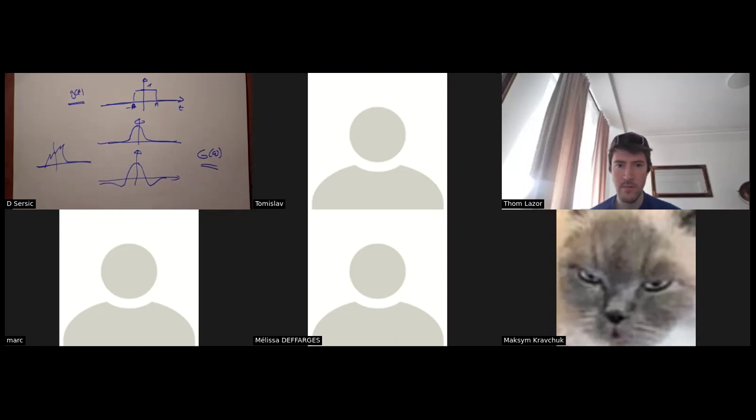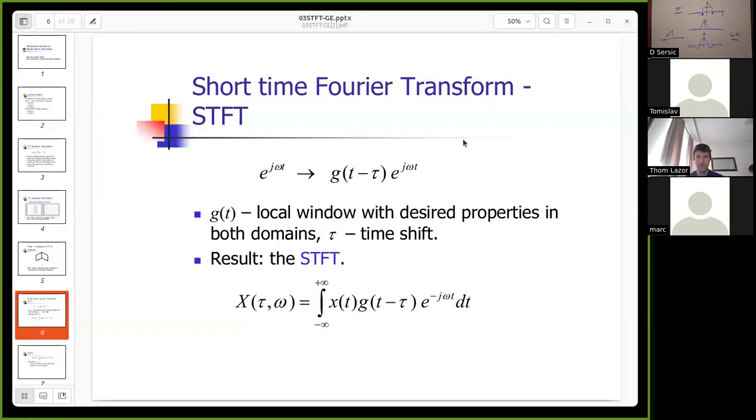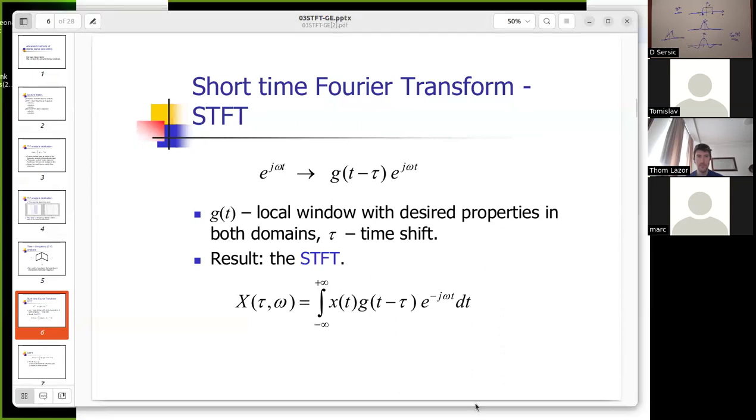So let's go back and see how it looks. There are many candidates for good G functions, for local windows that we are going to slide to the left or to the right to achieve both insights. The result is called the short-time Fourier transform.